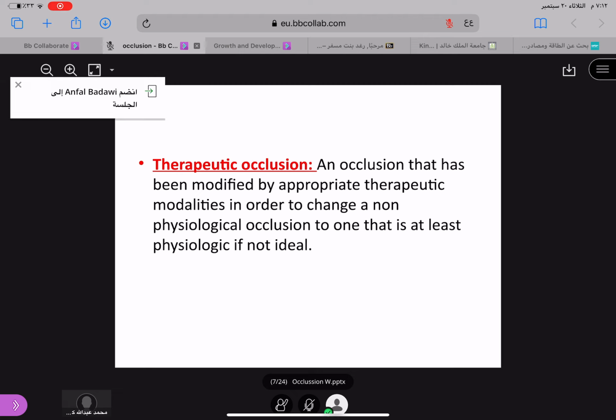Balanced occlusion is actually dynamic, because in the start I asked you what is occlusion. Is it static or dynamic? So occlusion is considered a static one, while balanced occlusion is considered dynamic during movement. Right? It's the same. The maximum intercuspation maintained during movement is balanced occlusion, whereas occlusion is at rest. Am I clear?